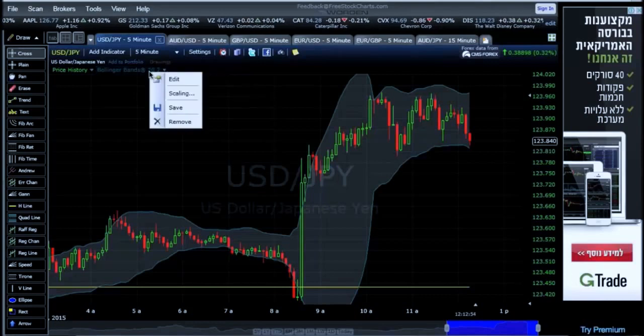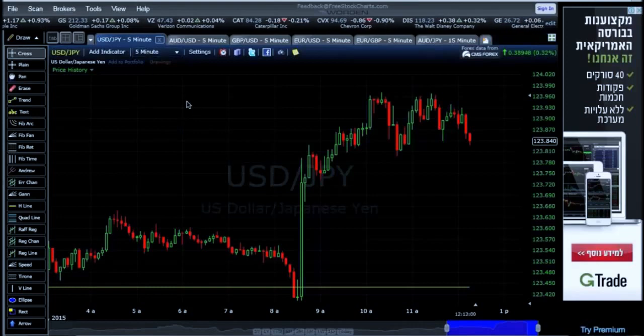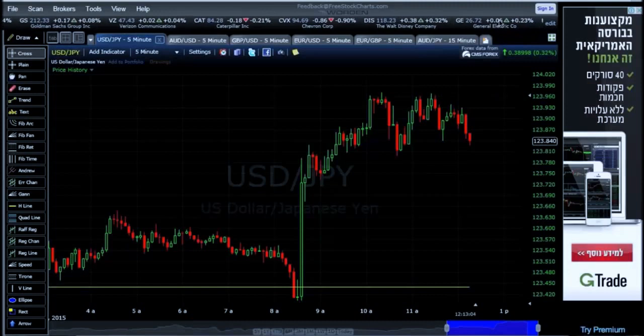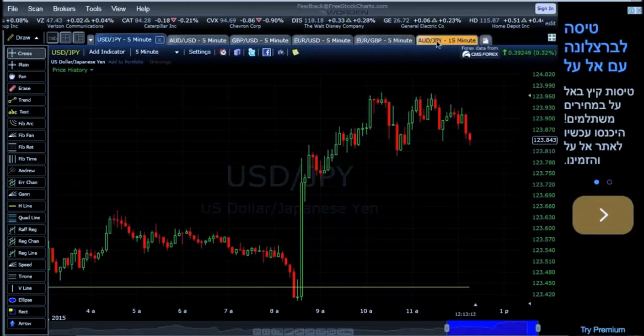So let's start from scratch. This strategy is based on the 5-minute chart. I use it on these currencies only: USD JPY, AUD USD, GBP USD, Euro USD, Euro GBP, and AUD JPY.